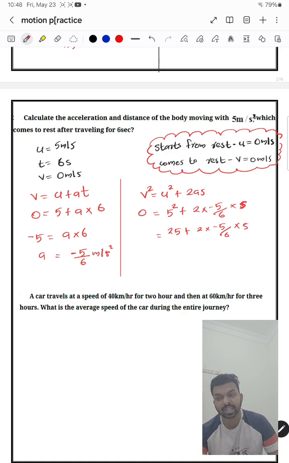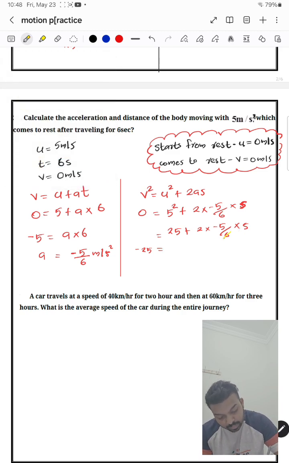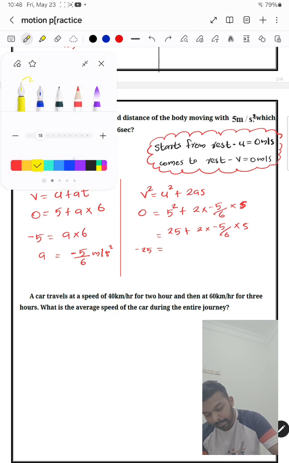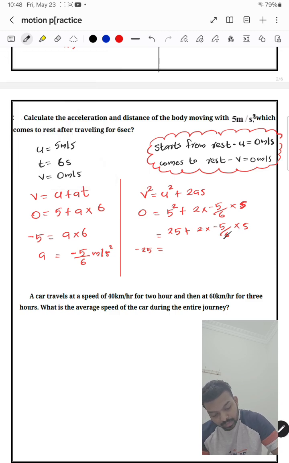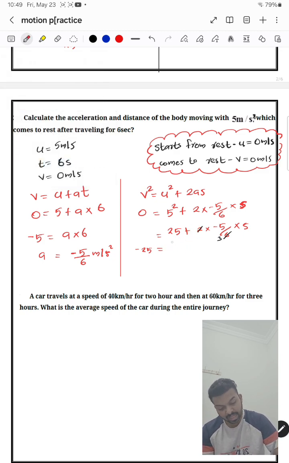Make this 25 go to this side. It will be minus 25 is equal to, you can actually cancel this 2 with the 6, so this 2 cancels, and it will be 3. So it will be minus 5 by 3 into s. Things have become very easy now.